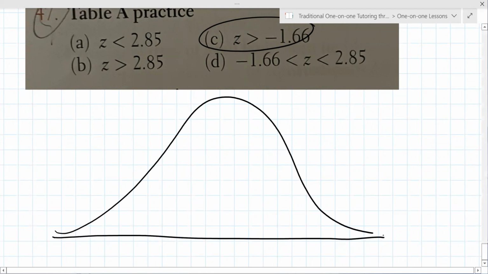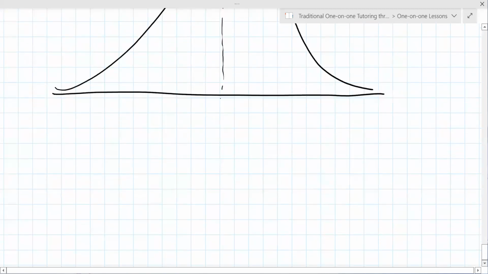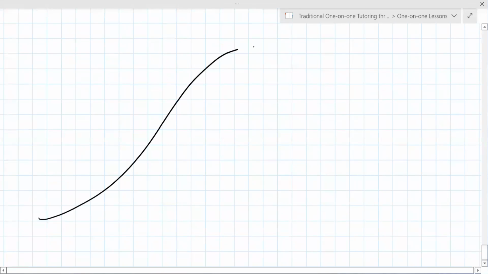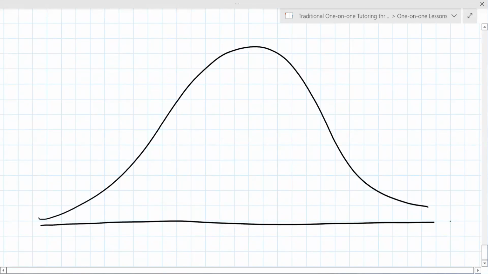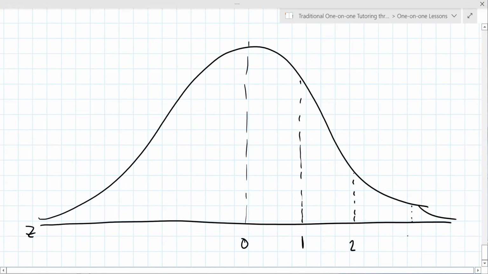How do you know where, like, the 2.85 and the 1.6 are? Okay, yeah, I think that's a really good question. Let me answer that and then we'll come back to this question. So on a normal curve, again, we're drawing a ton of these normal curves. Here's 0. Z is along this axis here. So 1 standard deviation away literally means 1. 2 standard deviations away literally means 2. 3 standard deviations away is 3.